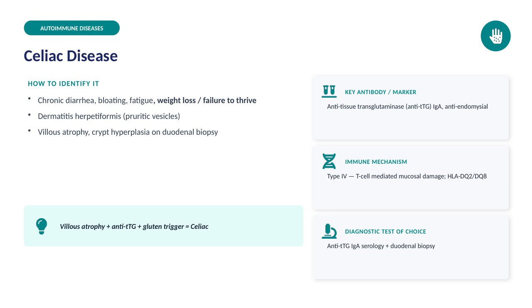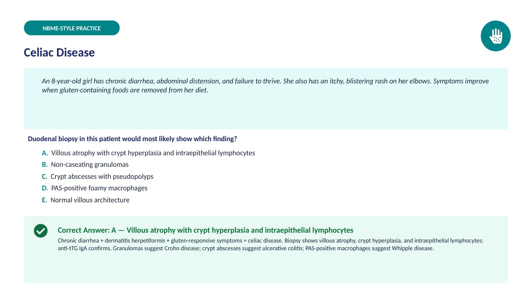This case describes a young girl with chronic diarrhea, abdominal bloating, failure to thrive, and a characteristic itchy, blistering rash on her elbows known as dermatitis herpetiformis. Her symptoms improve when gluten is removed from her diet, which points strongly to celiac disease. The hallmark duodenal biopsy findings in celiac disease include villus atrophy, crypt hyperplasia, and an increased number of intraepithelial lymphocytes. These changes reflect the immune-mediated injury caused by gluten.